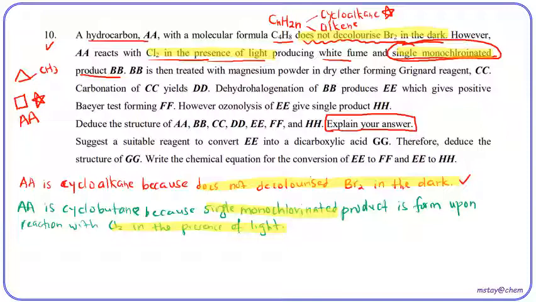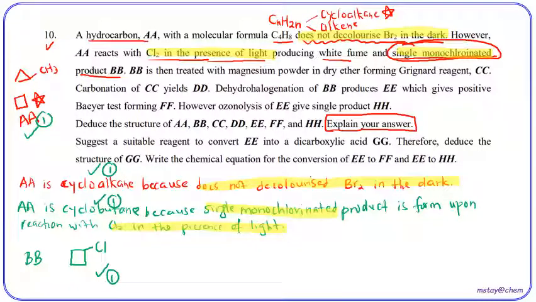Then don't forget to draw out the structure first. This is A, another one mark. So this statement, cycloalkane, is one mark, the structure is one mark, and cyclobutane is one mark. Next, we need to draw the structure of B. Since B is cyclobutane with one of the hydrogens replaced with Cl, the structure of B is another 1 mark.